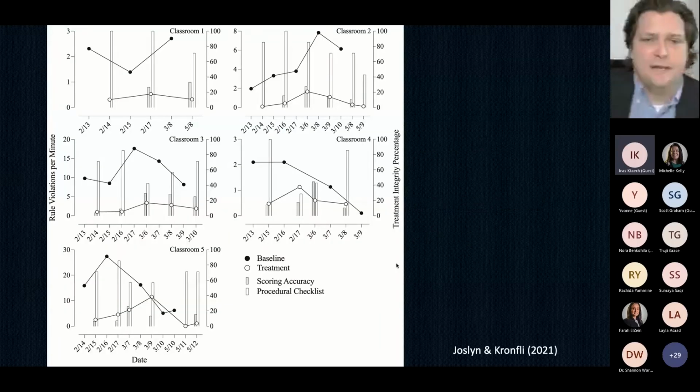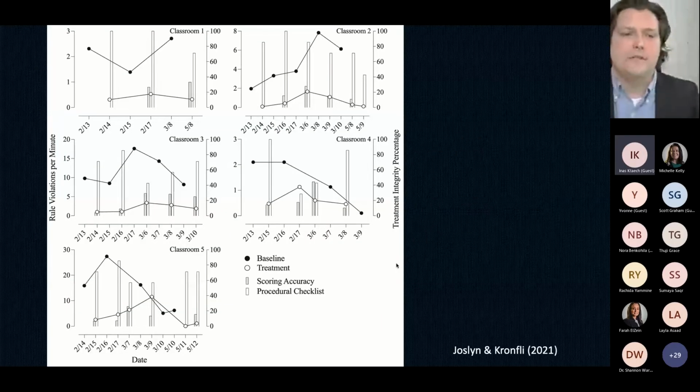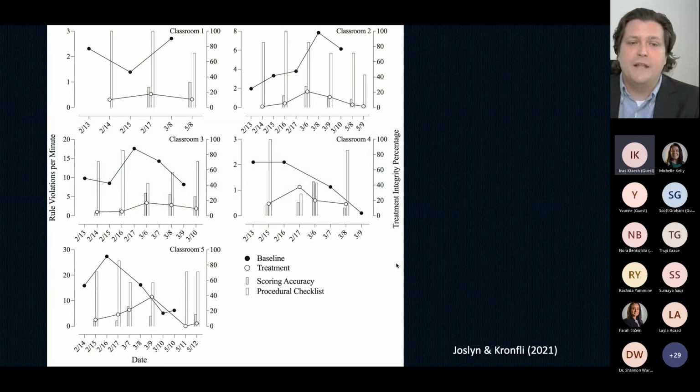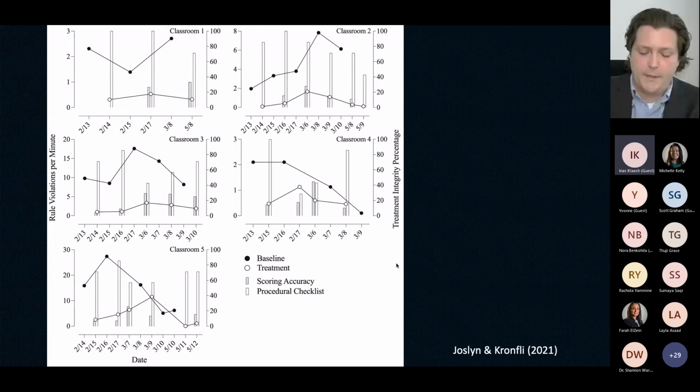And so these are the data that we received from this study. These are the 5 classrooms. The black dots or data paths were baseline, and the white ones are during treatment, or when the good behavior game is played. The dots are rule violations per minute. If you look at the left side of each of the graphs, there's a scale there. For example, in classroom 1, we had around 2 rule violations per minute, and in classroom 3, we had more than 10 rule violations per minute.